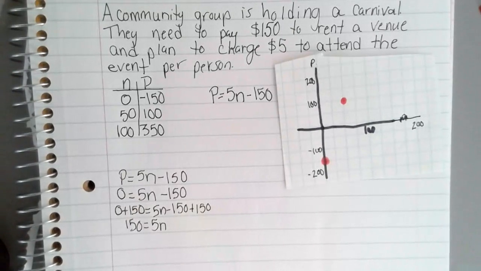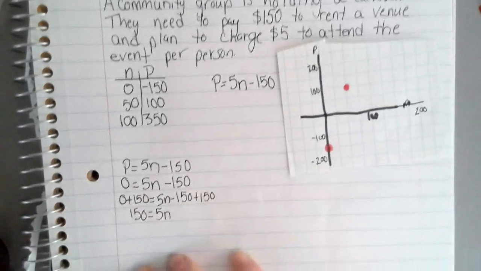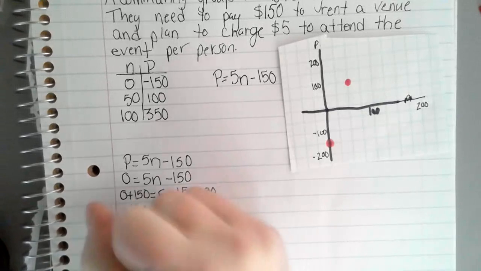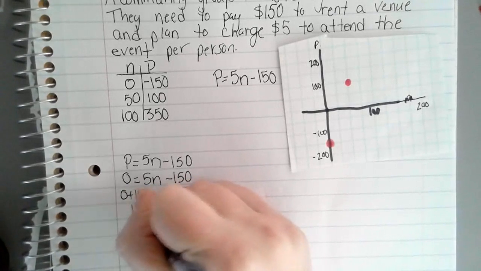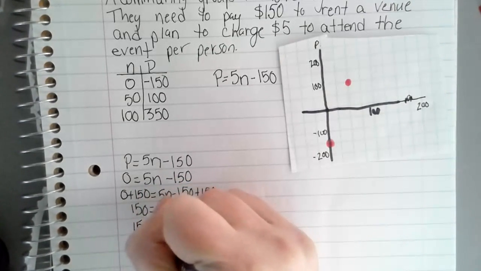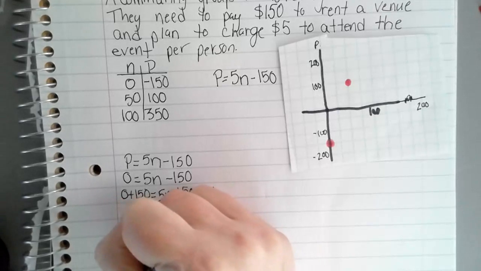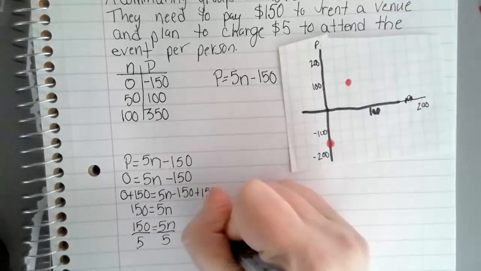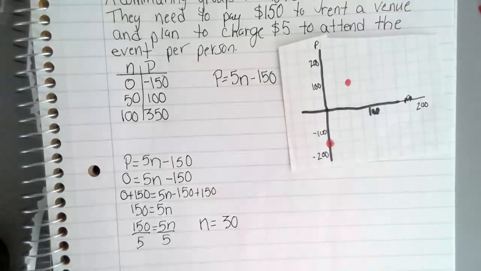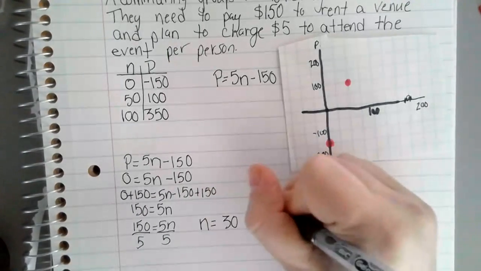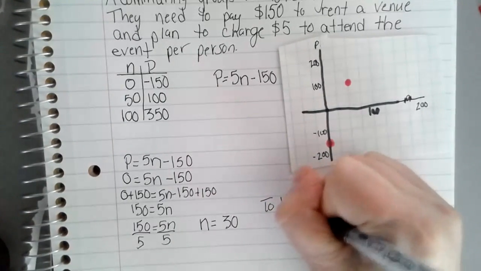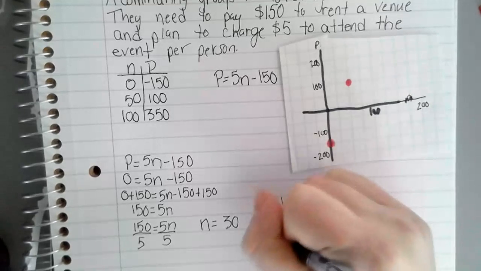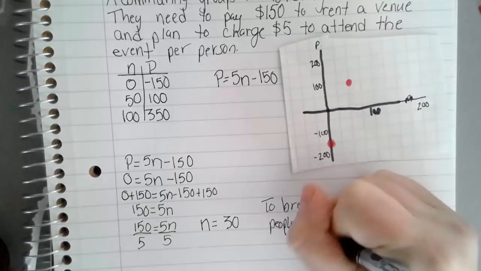Don't forget that 5n is actually 5 times n, so we can do division to figure out what value n is going to be. So we're going to take 150 and 5n and divide both sides by 5. Once again, doing the same thing to both sides of the equation, because that is how this works. And we're going to find that n is equal to 30. So to break even, 30 people need to attend the event.